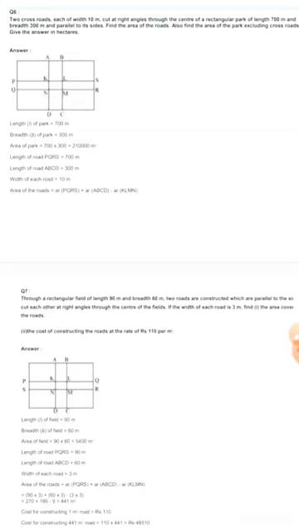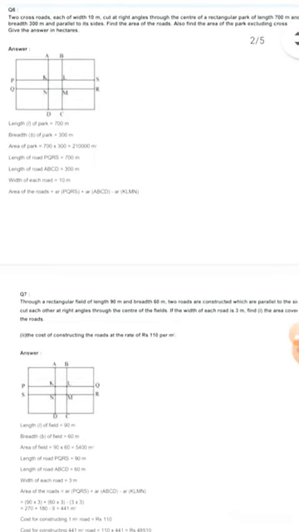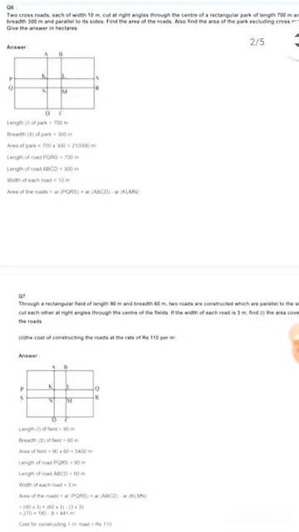Okay, so there are two crossroads. Suppose the two crossroads are ABCD and PQRS, and they are cutting each other in the rectangular park. Here you can see that the length of the park is 700 meter and the breadth is 300 meter.